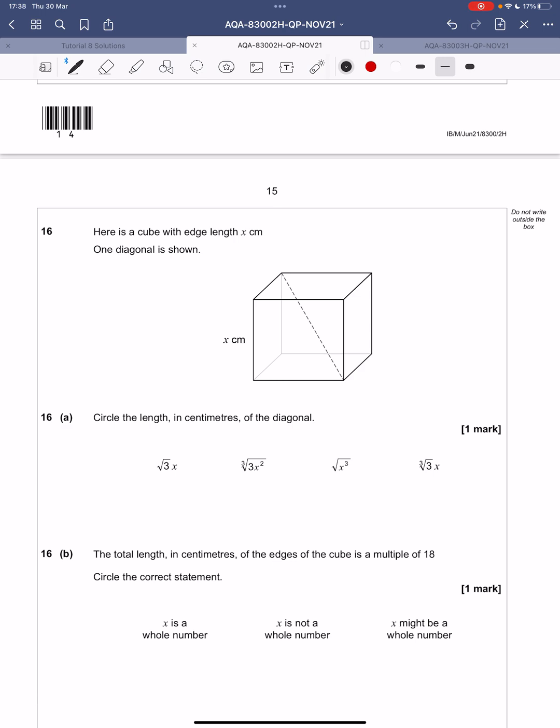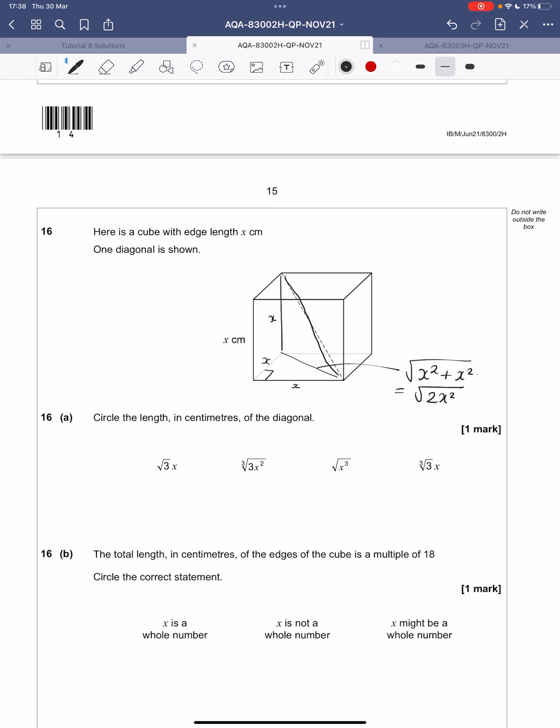Question 16. Here's a cube with edge length x. One diagonal is shown. Circle the length in centimetres of the diagonal. Okay, so this is an x here. On the base, that's an x and that's an x because it's a cube. So this is a right angle triangle on the base. Using Pythagoras, this is going to be the square root of x squared plus x squared, so it's the square root of 2x squared.